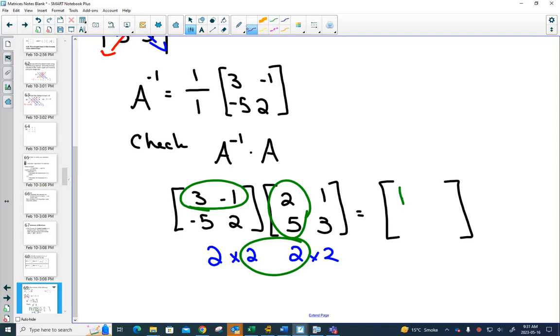Next, I'll use purple. I want to find this one. That is row 1, column 2. Turn row 1, crash it in. I'm going to get 3 and negative 3. You see that you would get 0.